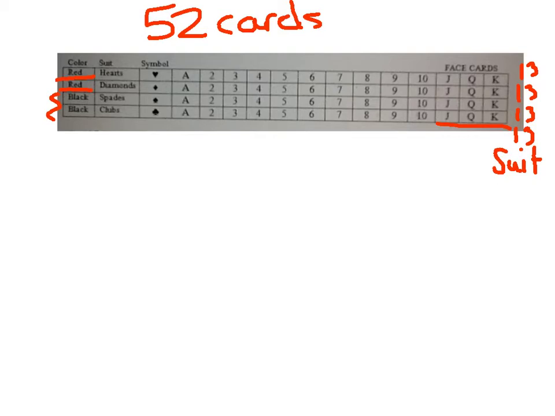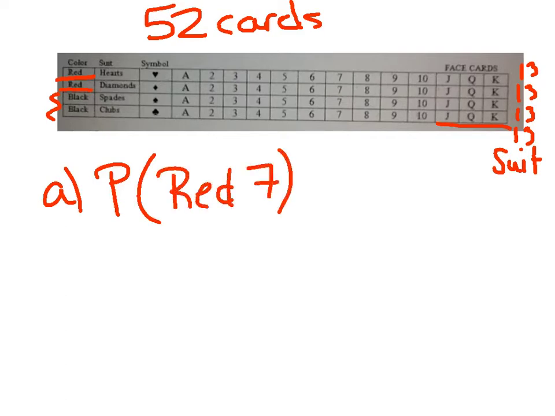All right, so question A. What is the probability of picking a red 7? Probability of a red 7. So remember, half the deck is red, so out of the 4 7s, 2 of them should be red. Out of all the cards, which is a total of 52. And of course, you could reduce that to 1 out of 26.